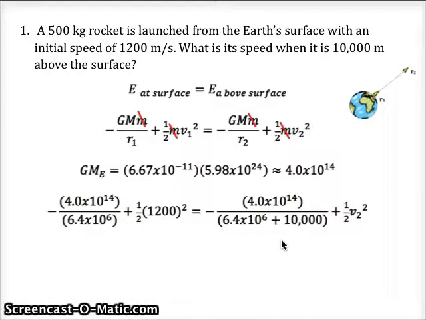Then after is when we reach that second point, R2, up in the air. So again, that same value of GM, got our negative sign. But now we're at an extra 10,000 meters above the Earth. So it's the radius of the Earth plus that 10,000 meter altitude. And then we're going to have what's left over from our kinetic energy formula after we canceled out M.